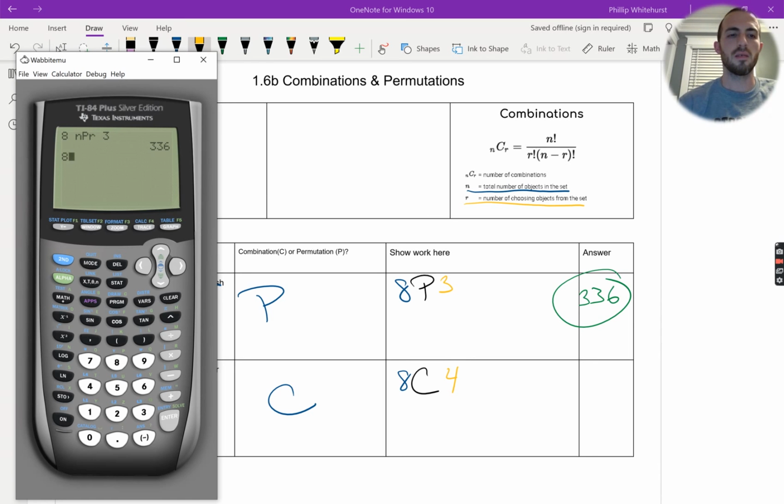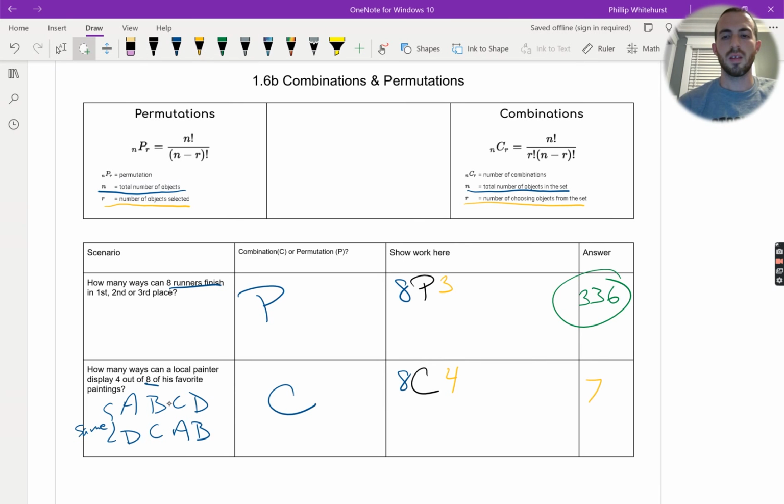So we do 8, math, left, go down to NCR, put the 4 to the right of it, hit enter. Now we only have 70 combinations in which a painter can hang 4 out of his 8 paintings on the wall.